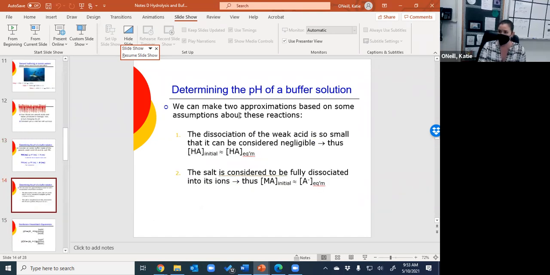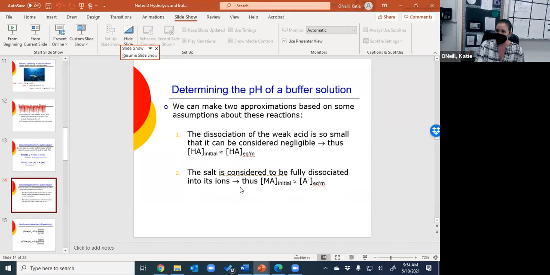There are two things that we can assume, and I've mentioned both of these in passing. The weak acid is so weak that dissociation is negligible. That's why we were able to say the equilibrium lies so far to the left. So we're able to make some assumptions, and one of them is that the weak acid has the same initial concentration as its equilibrium concentration, which is basically what we did with the small x assumption before when we were doing the ICE box. We said the initial concentration was basically the same as equilibrium.